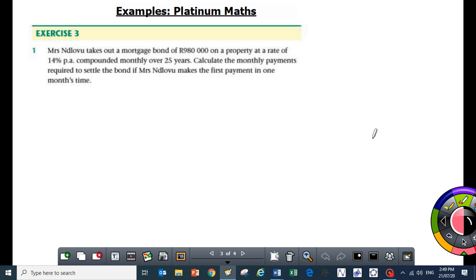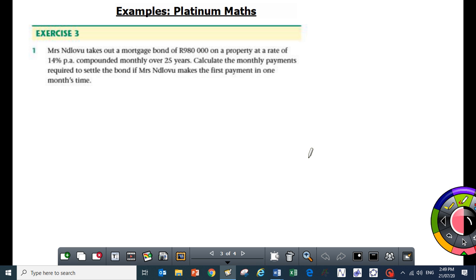So we have an example there from Platinum Net. The good thing about present value is that if you understood how to play around with the future value annuity formula, then you shouldn't have any problem with the present value. The only thing that we have to do is to do the different types of questions on present value, because there are different types of questions.